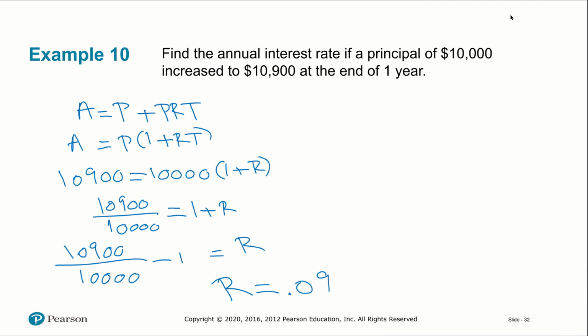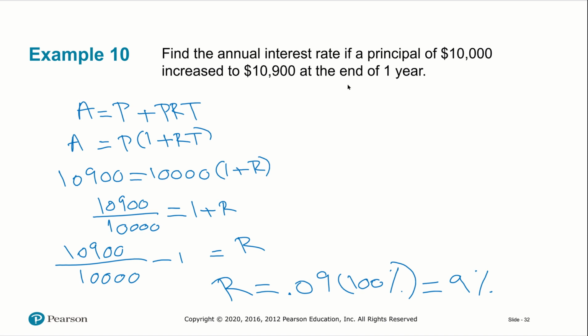So R is 0.09. Now we want to give the answer as a percentage, right? So we just go ahead and multiply it by 100%. Remember from early in the video? And we end up with 9%. All right. So this was really like the standard approach, right?